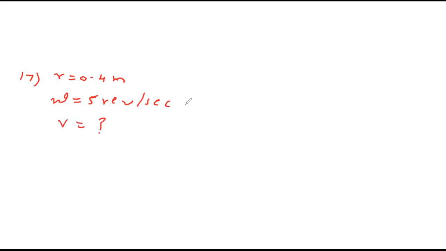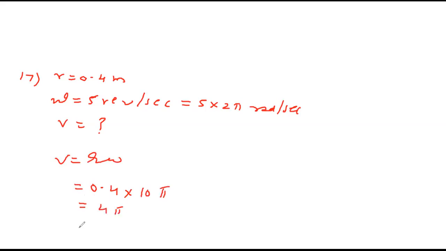So first this revolution should be converted into radian. 5 revolution in each second means it is 5 into 2 pi radian per second. So v is R omega. R is 0.4, omega is 10 pi. So 4 pi, 4 into 3.14, that is 12.56 meter per second.